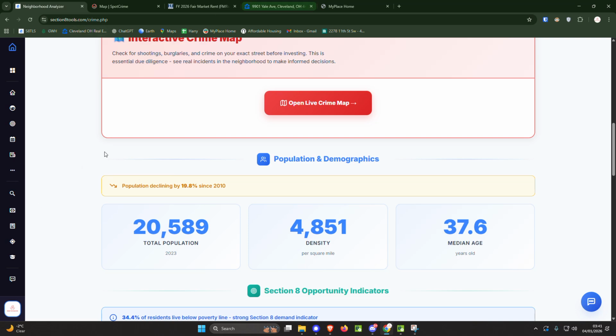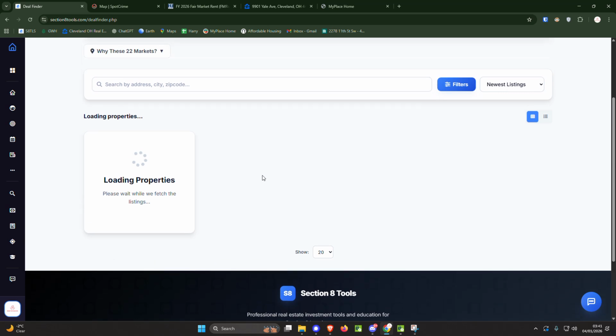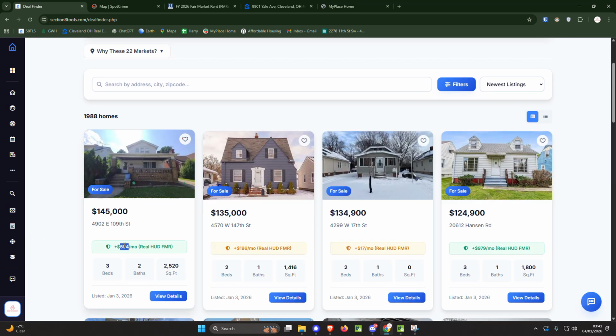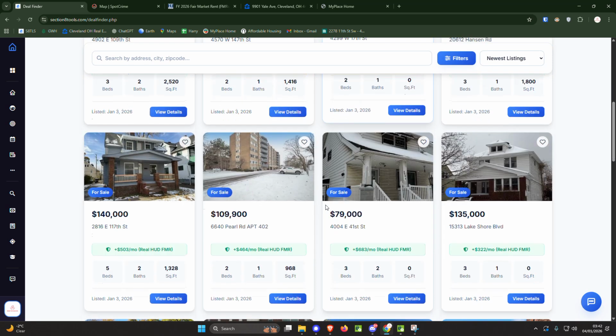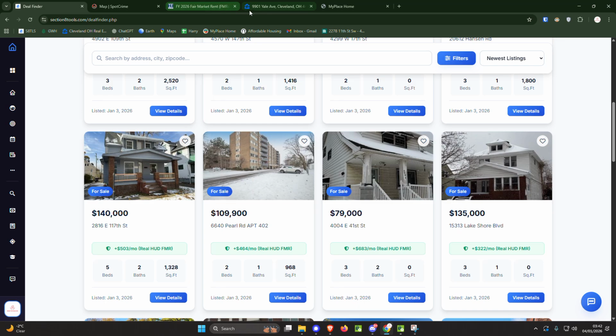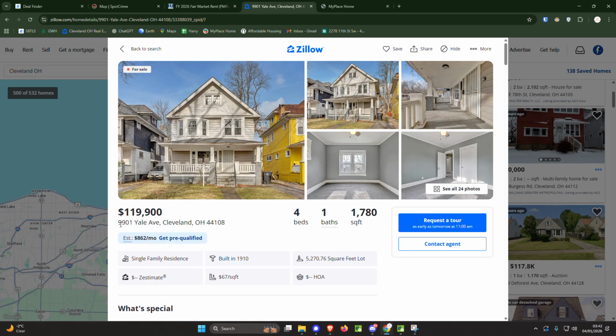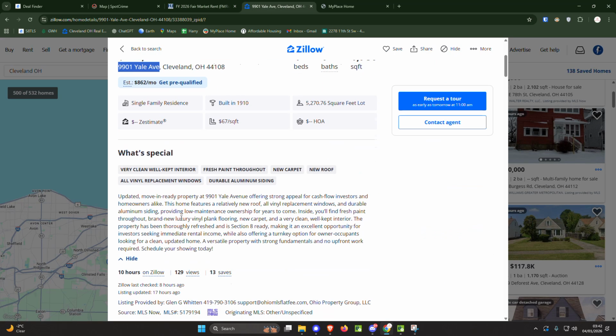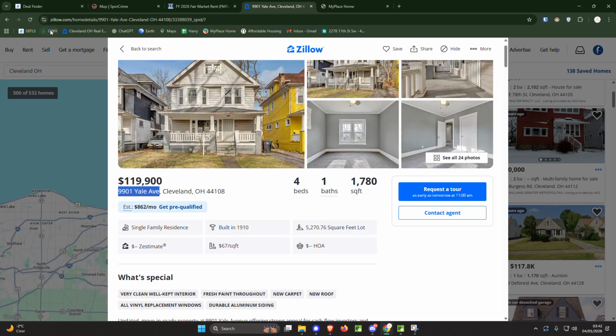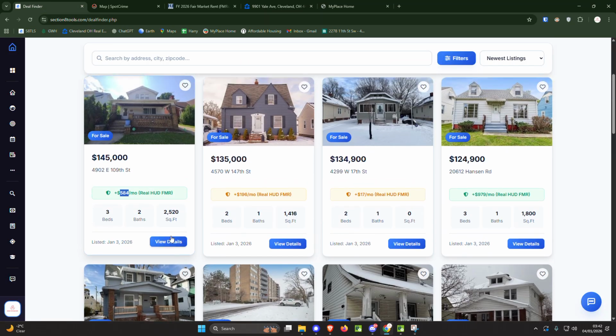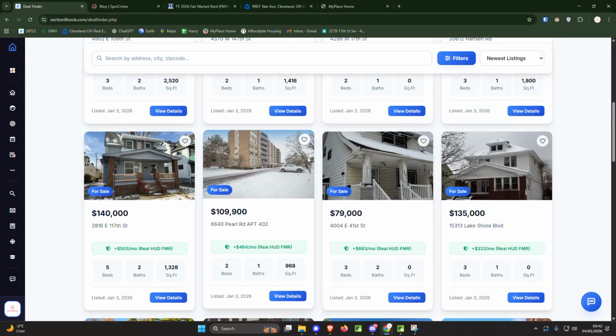Nowadays, I don't do the Zillow method. Straight on Section 8 tools, deal finder, it instantly tells you the cash flow. For example, if we could try and find that property, what was the house again? We might be able to. Oh, 10 hours ago? No, it hasn't updated yet today. So it hasn't updated yet, but it would be on here.